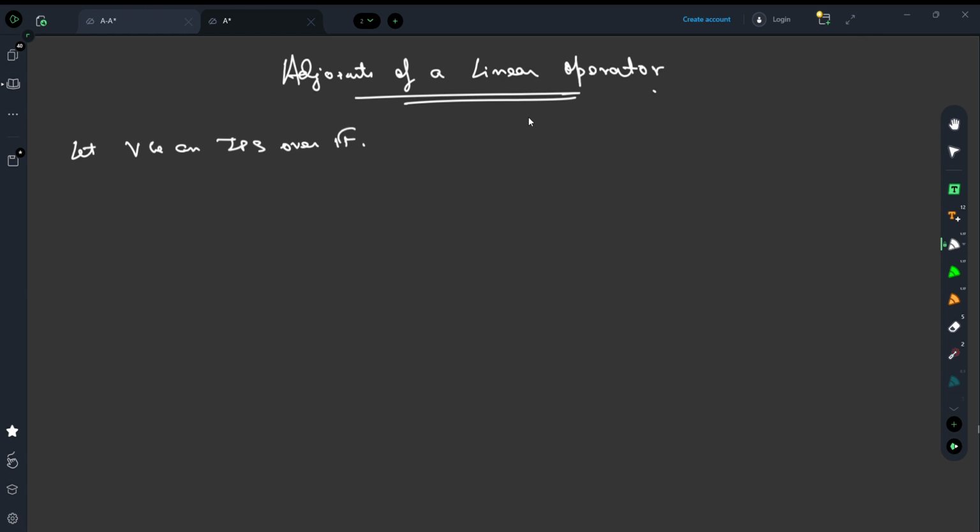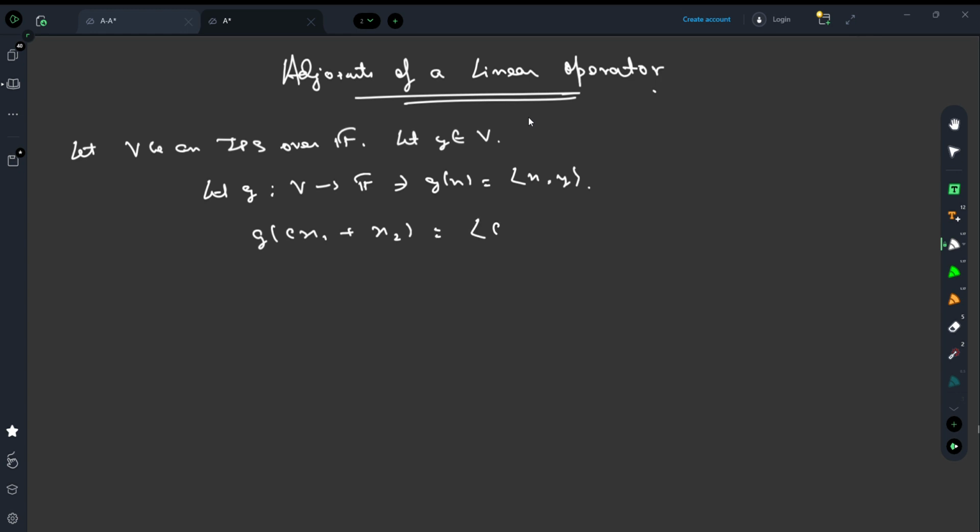Let V be an inner product space over some field F. Now we know that F is either real or complex by definition of an inner product space, so I am not mentioning that anymore. Let y be a vector from V. Then let g be a function from V to F such that g of x is the inner product of x with y. Then it is easily observable that g is linear.